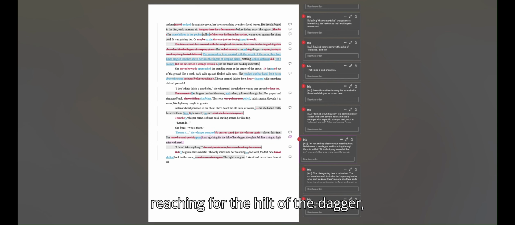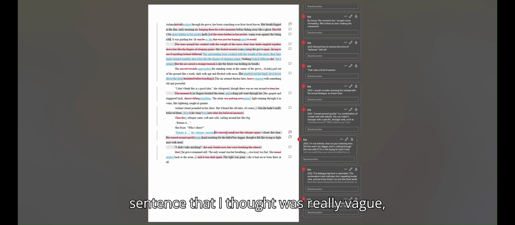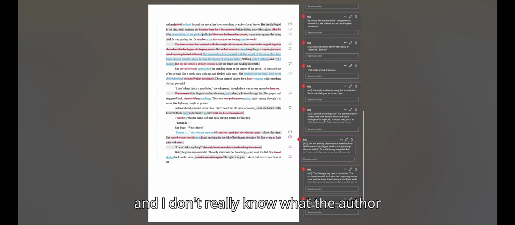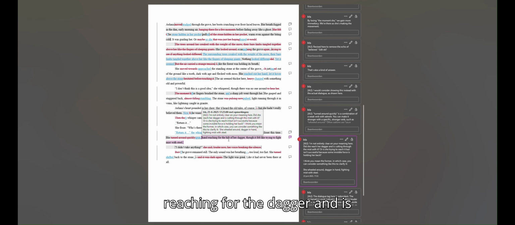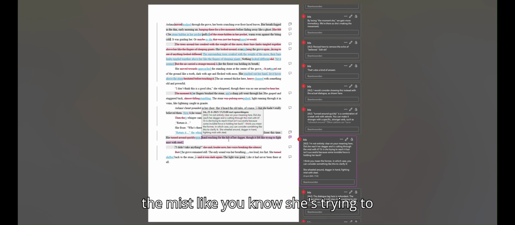She spun, hand reaching for the hilt of the dagger, though it felt like trying to fight mist with steel. So here we have another sentence that I thought was really vague, and I don't really know what the author means here, so I queried that I'm not really sure of the meaning. Like, is she reaching for the dagger and then using the dagger to cut through the mist? Like she's trying to attack the whisper? Which I kind of like more as the intent here, but I don't know if that was the intent. Or is she trying to reach the dagger and trying to reach it feels like fighting mist with steel, like some invisible force is holding her back? Like, I have no idea.